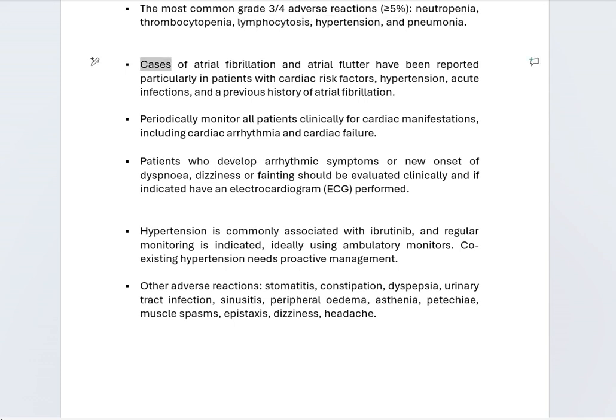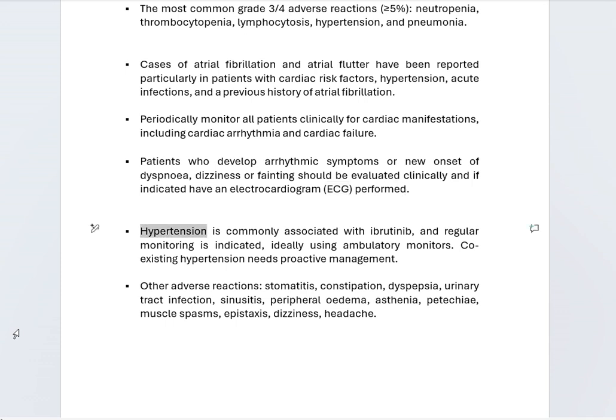Cases of atrial fibrillation and atrial flutter have been reported, particularly in patients with cardiac risk factors, hypertension, acute infections, and a previous history of atrial fibrillation. Periodically monitor all patients clinically for cardiac manifestations, including cardiac arrhythmia and cardiac failure. Patients who develop arrhythmic symptoms or new onset of dyspnea, dizziness or fainting should be evaluated clinically and, if indicated, have an electrocardiogram, ECG, performed.